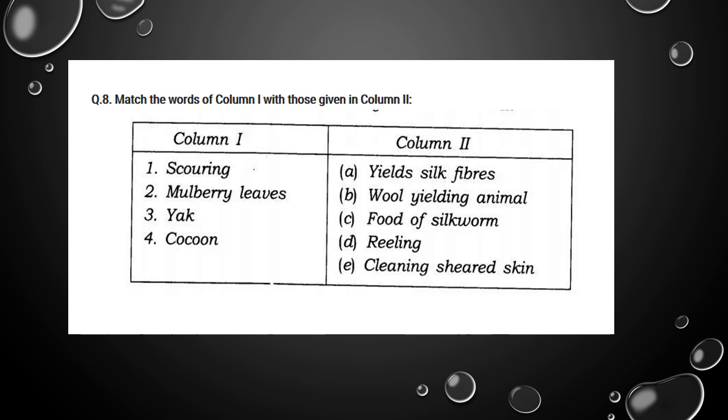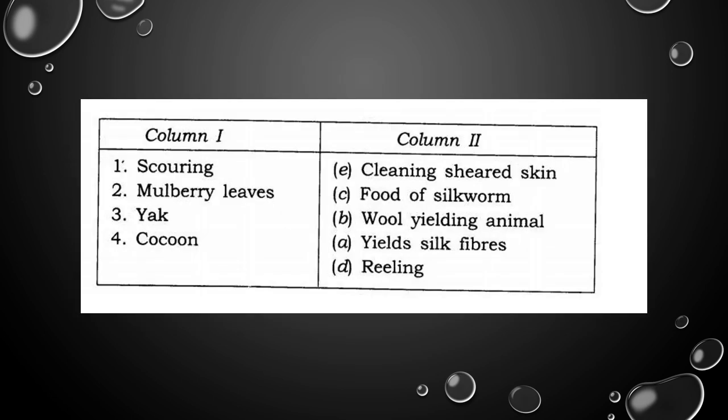Eighth question. Match the words of column 1 with those of column 2. One side, column 1: scouring, mulberry leaves, yak, cocoon. Other side: yields silk fiber, wool yielding animal, food of silkworm, reeling, cleaning of sheared skin. Correct answer: scouring, cleaning of sheared skin. Mulberry leaves, food of silkworm. Yak, wool yielding animal. Cocoon, yields silk fiber.